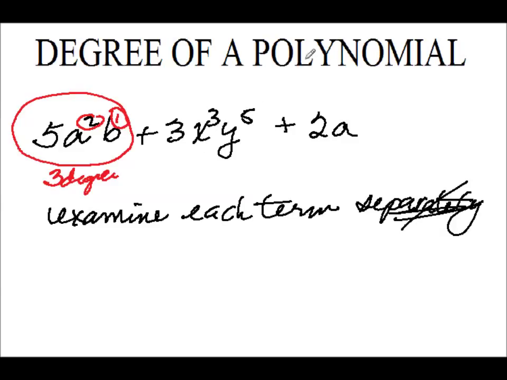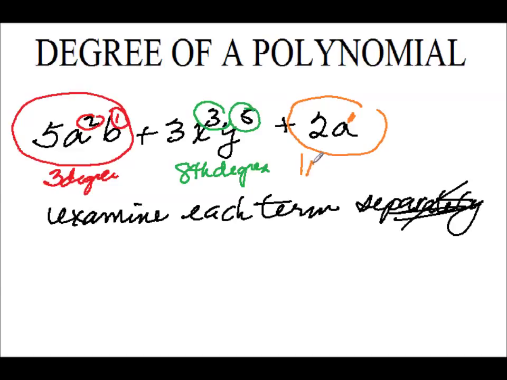This one is an 8th degree term. And this poor term right here, with an understood 1 here, is a first-degree term.